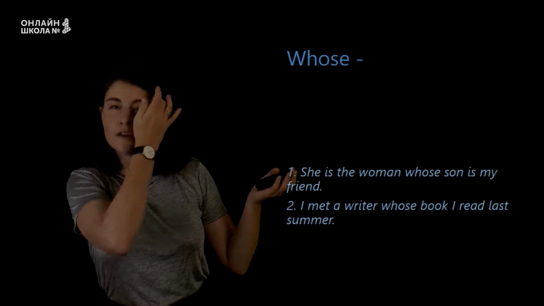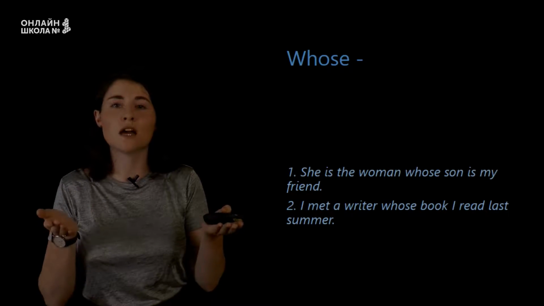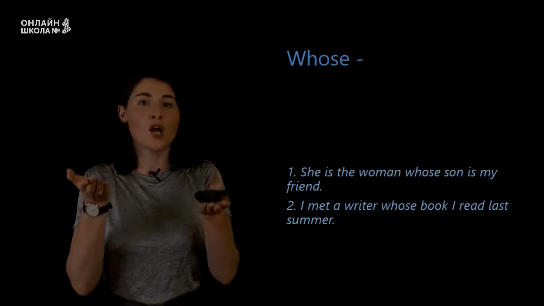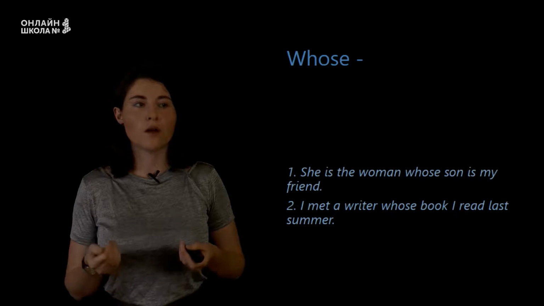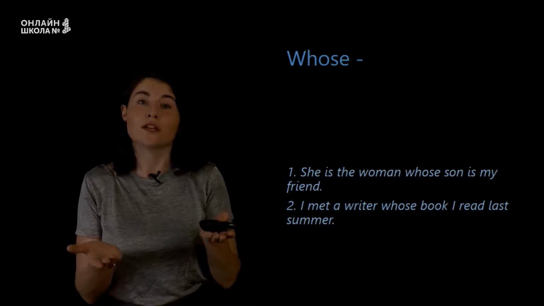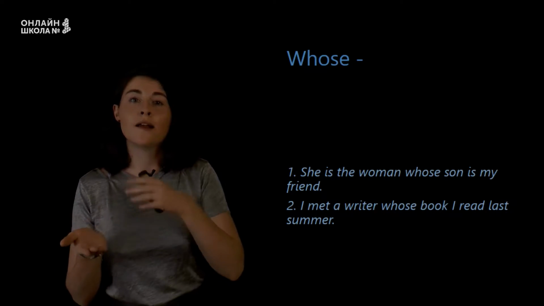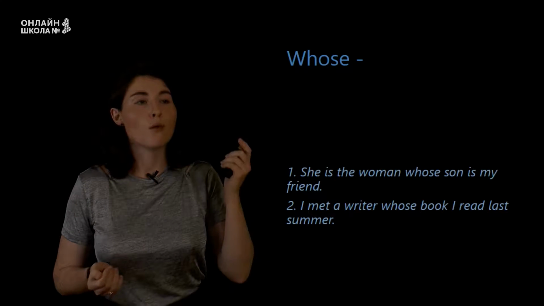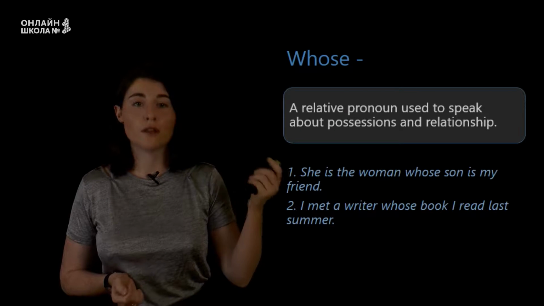So, here in the first sentence, a woman whose son, we are speaking about some relationship. We have a woman and her son. This is their relationship. And in the second sentence, we are speaking about a writer and his book. And this is also a kind of relationship or possession. So, we use whose when we speak about possessions and relationships.